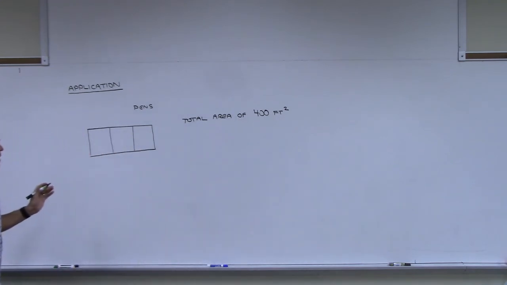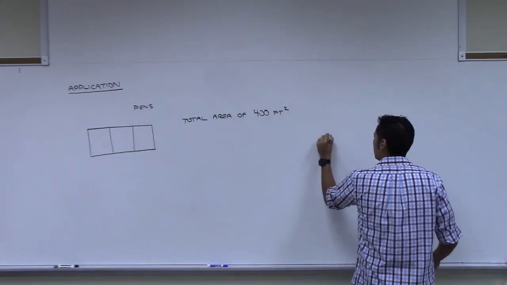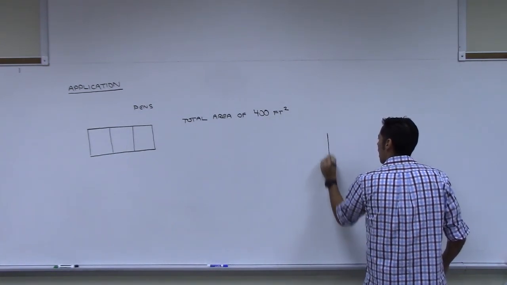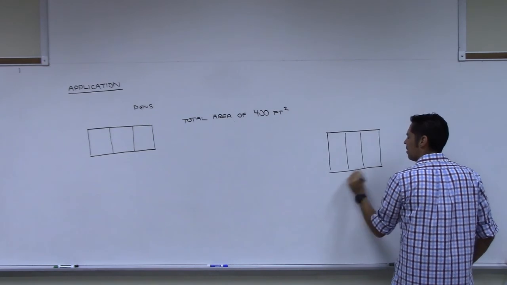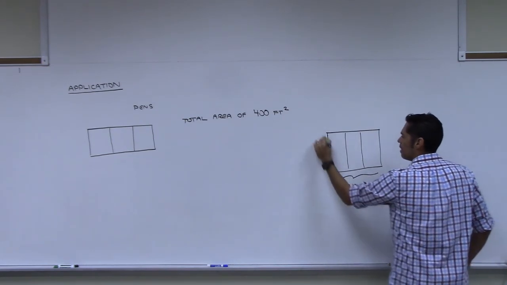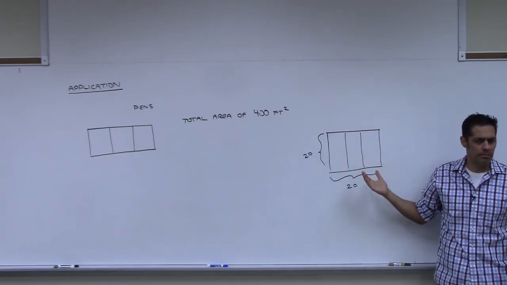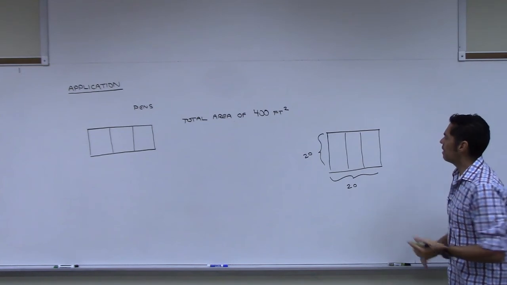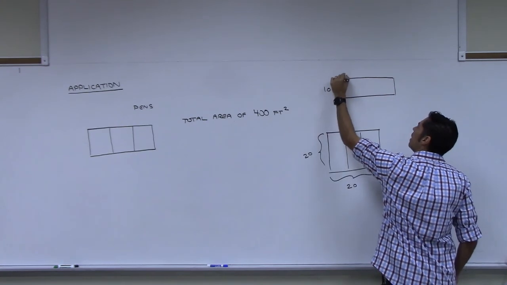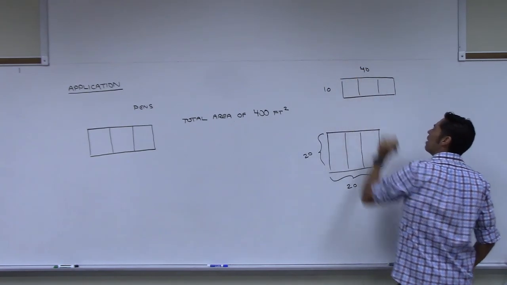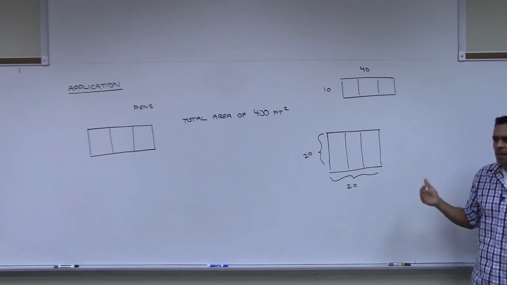With me so far? Now there's a bunch of different ways I could do this, right? I mean, just to kind of get an idea. I could make it like this, where this side is 20 and this side is 20. And then the total area would be 400, wouldn't it? Okay. I could do it like this. I could do 10 and then make this side 40, right? And then have my pens there. That would work also. And I could pretty much come up with any other combination.